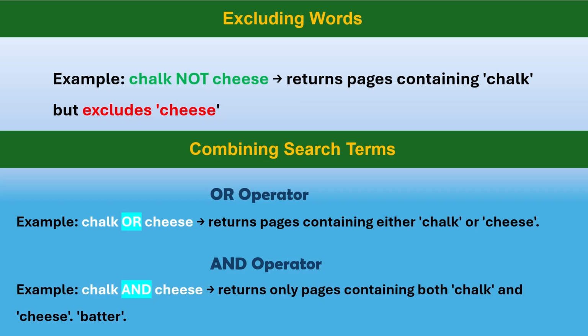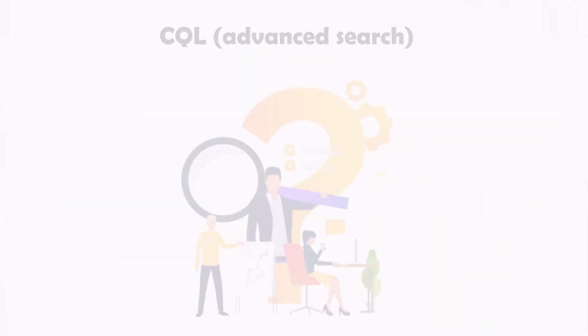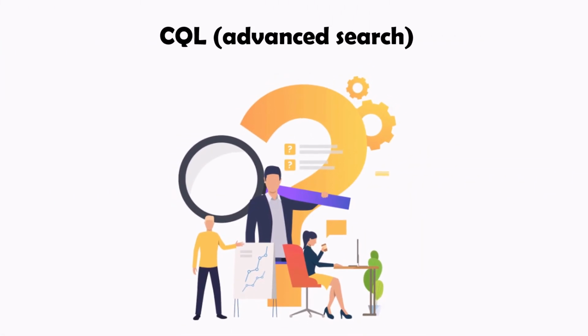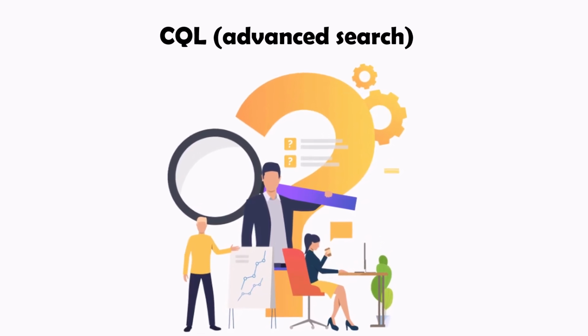So understanding these search limitations and techniques can save you a lot of time and help you to find the content you need in Confluence more efficiently. Now let's simulate advanced search. This is where CQL comes in. CQL is a powerful tool to search and filter content within Confluence.